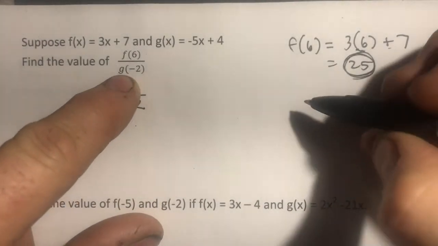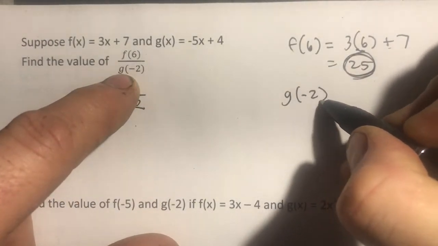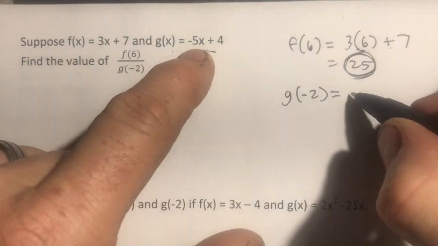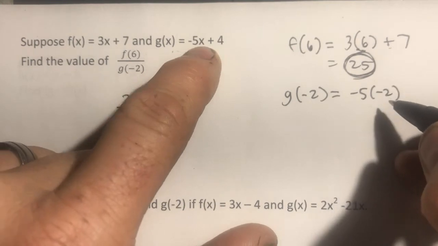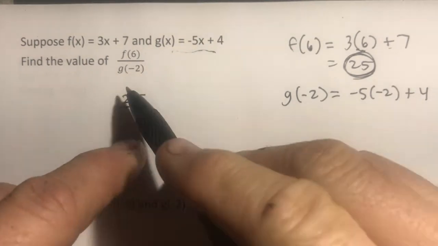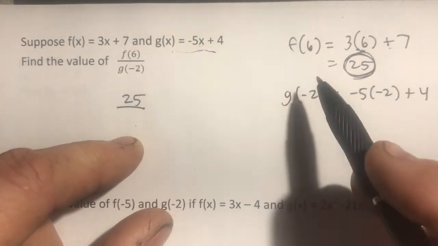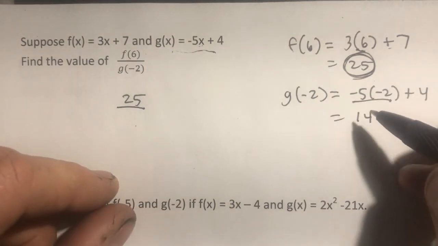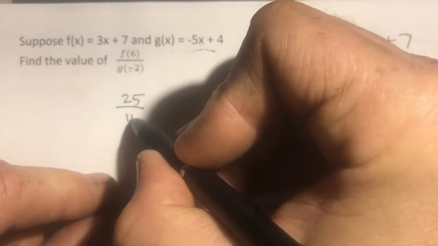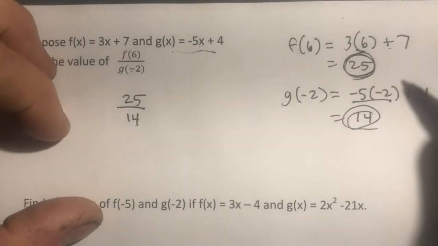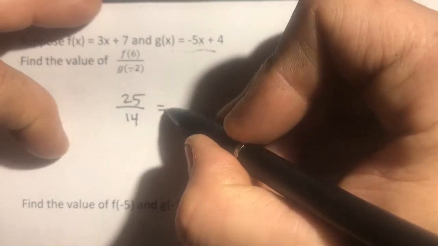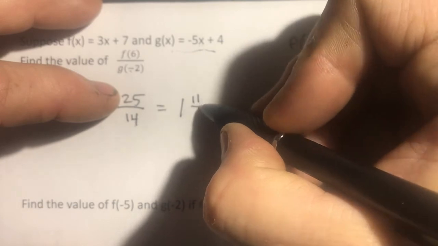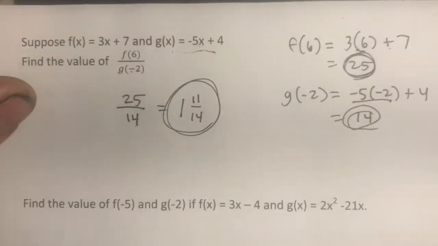Now I got g of -2 on the bottom. So I'm going to write over here g of -2. Okay, so here's my g function. I'm going to put -2 in there. So I've got -5 times -2, putting it in for x, plus 4. This is going to give me a positive 10 plus 4, which is 14. All right, that's on the bottom. So 25 over 14. Now we can change it to a mixed number, which 14 goes into 25 one time with 11 left over. So there you go.